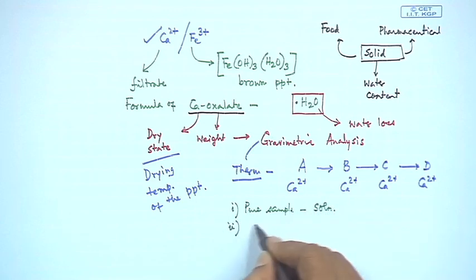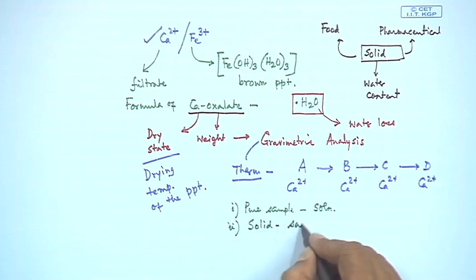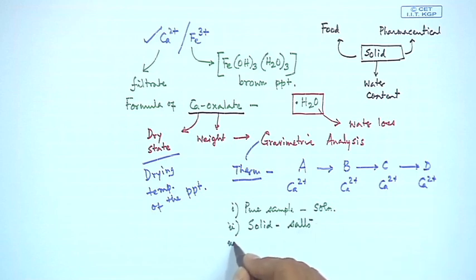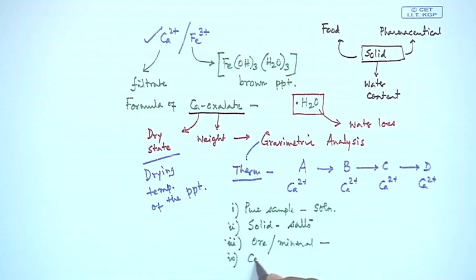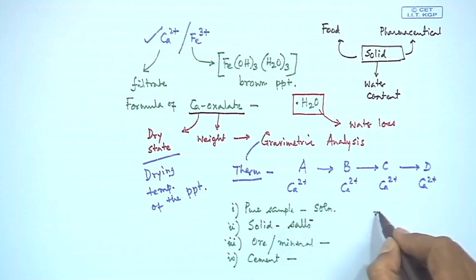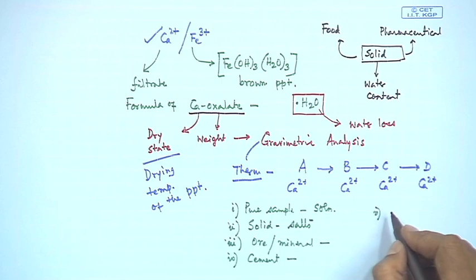it can be in some solid calcium bearing salts, it can be in an ore of calcium or a mineral of calcium, or it can be in some cement sample. So, all these opportunities we can have, and also n number of things can be there in our body also, in our biological fluids.